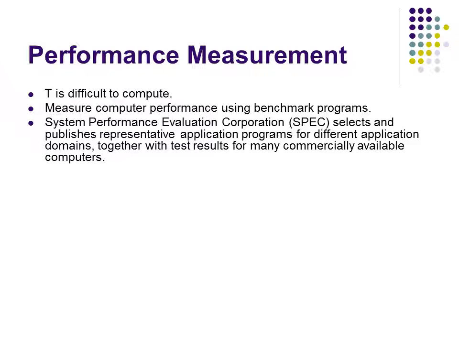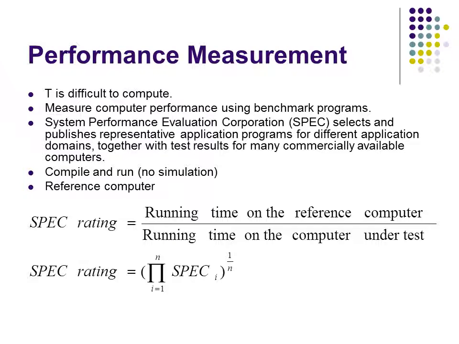Here the System Performance Evaluation Corporation selects and publishes representative application programs for different applications. These benchmark programs are compiled and run on the reference computer and on the computer under test, and the corporation's committee gives a rating to our computer. The SPEC rating is the running time on the reference computer divided by the running time on the computer under test. By calculating this rating, we can say whether the performance of a computer is good or not. This is one approach to measure the performance of a system rather than computing the processor time.